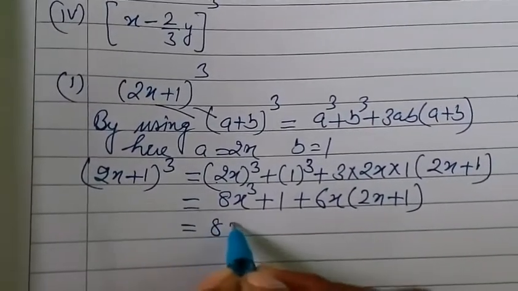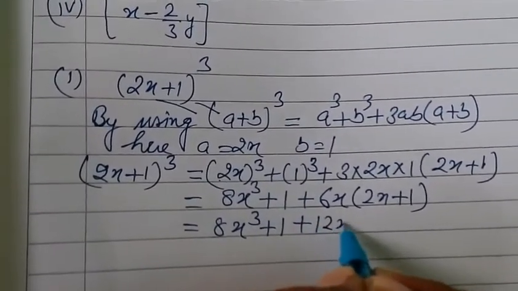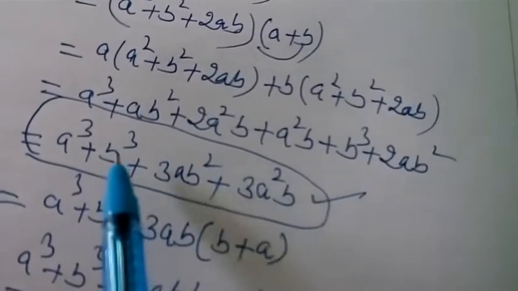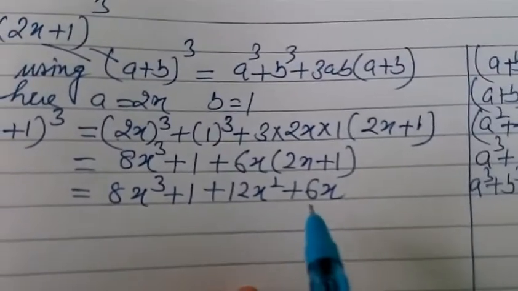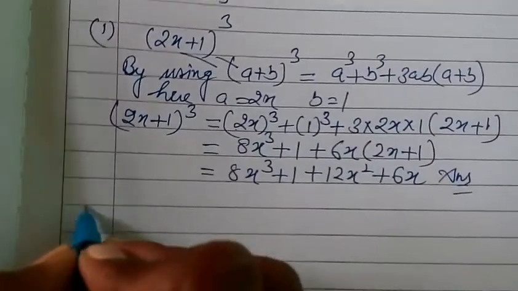Further, it will be 8x raised to power 3 plus 1 plus 12x square plus 6x. Isn't it like this? This is a cube plus b cube plus 3ab square plus 3a square b. It is just like this. So this is the answer. We have got the expansion for (2x plus 1) whole cube.